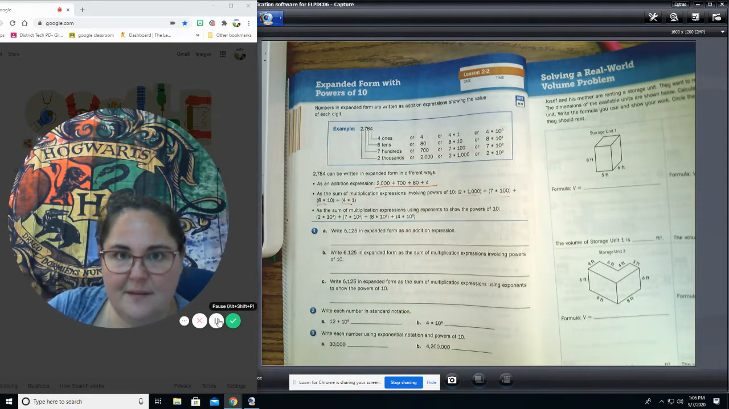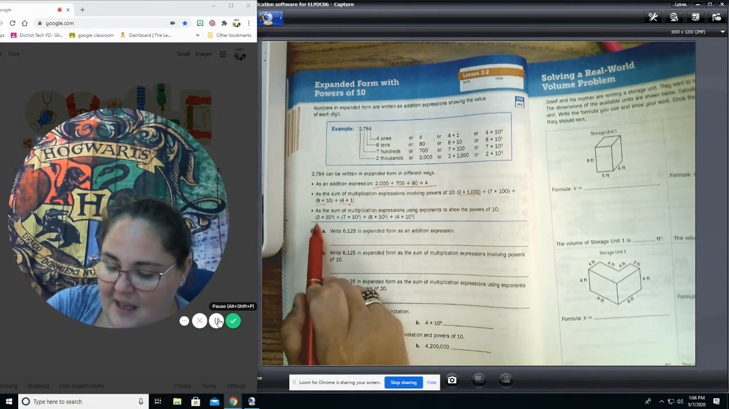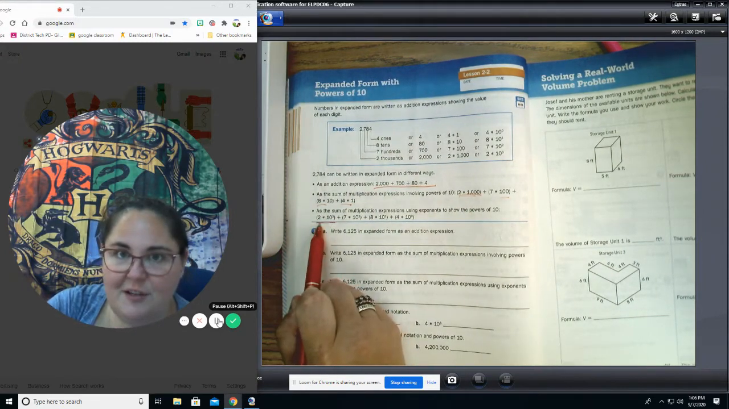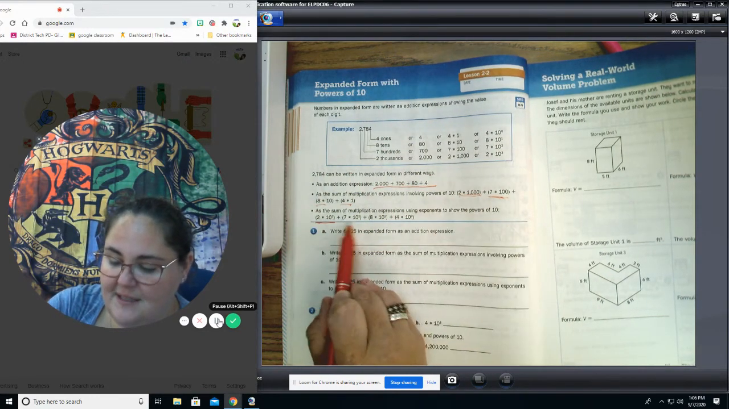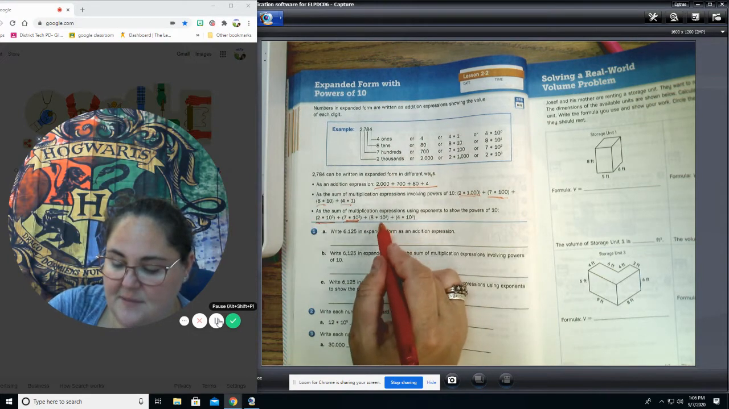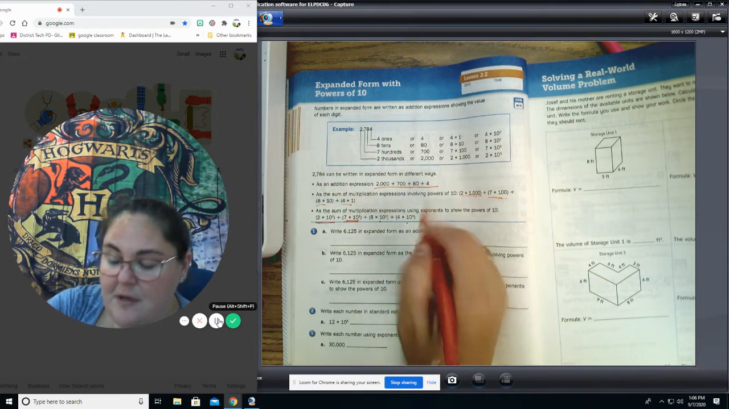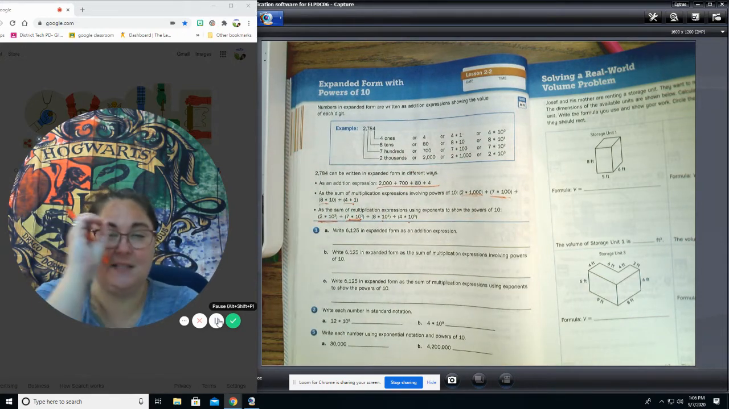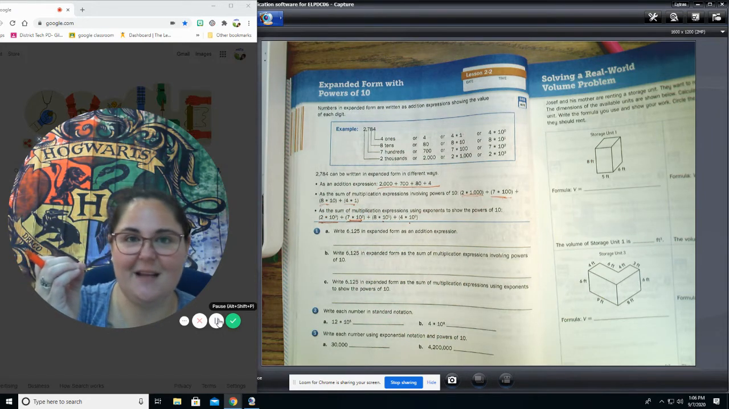This is the new one. So 2 times 1,000 is the same thing as 2 times 10 to the third. 7 times 100 is the same thing as 7 times 10 to the second. 8 times 10 to the first, 4 times 10 to the 0. The reason why it's 4 times 10 to the 0 power is because there's 0 zeros. It's not 10 anymore. It makes it 1.